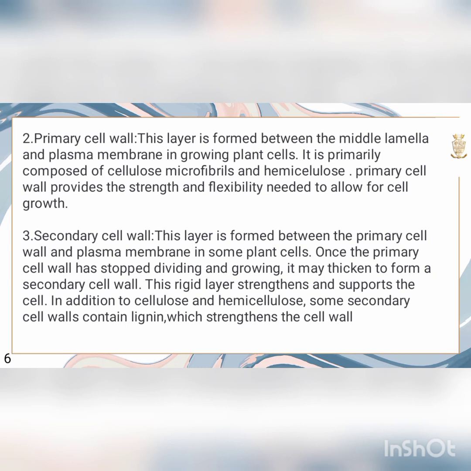The third layer is secondary cell wall. It is the layer which is formed between the primary cell wall and plasma membrane. Once the primary cell wall has stopped dividing and growing, it may thicken to form a secondary cell wall. This rigid layer strengthens and supports the cell. In addition to cellulose and hemicellulose, some secondary cell walls contain lignin which also strengthens the cell wall.